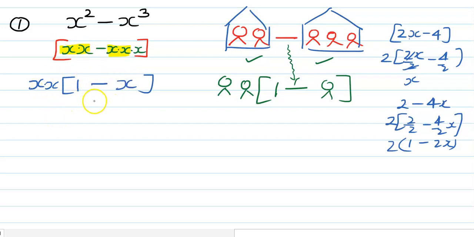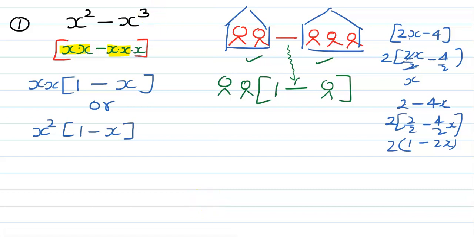So you can leave your answer in this form or in index form. How many x's are there? 2. So x to the power 2, and it is 1 minus x. I hope it is clear. I will try to explain another question.